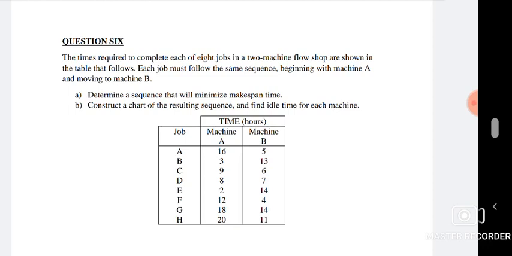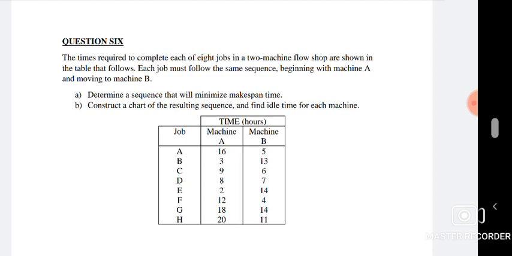The question says the times required to complete each of the 8 jobs in a 2-machine flow shop are shown in the table that follows. Each job must follow the same sequence, beginning with machine A and moving to machine B. A. Determine a sequence that will minimize makespan time. So how do you determine a sequence that will minimize? As I said, the keyword there is minimization. You're going to minimize the time of a job.